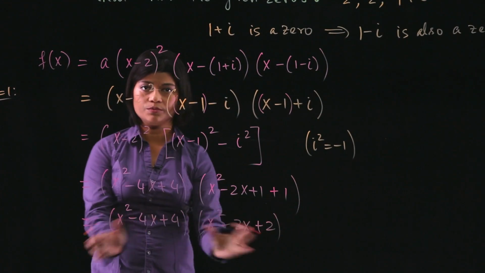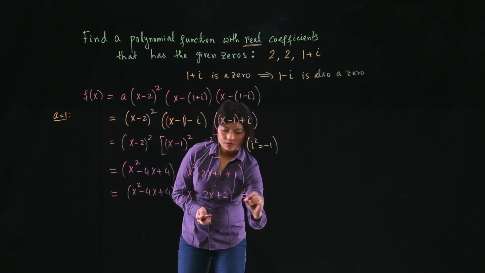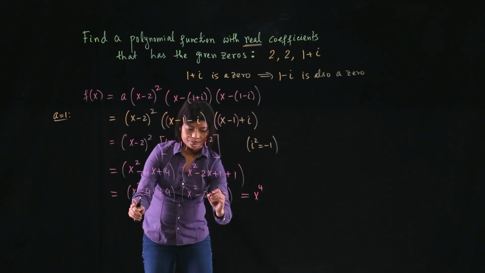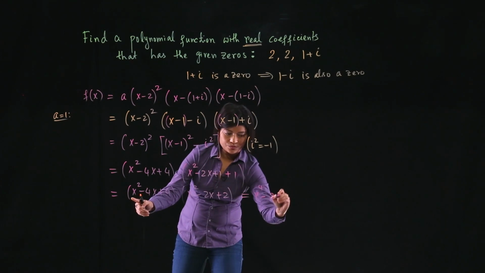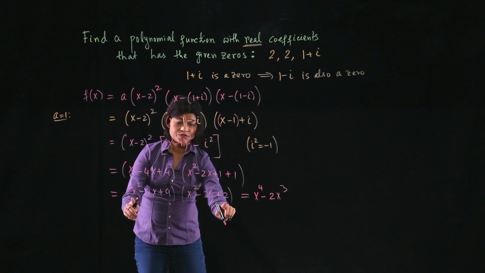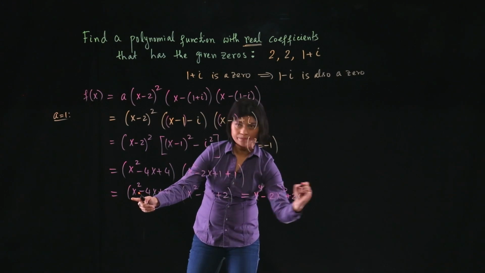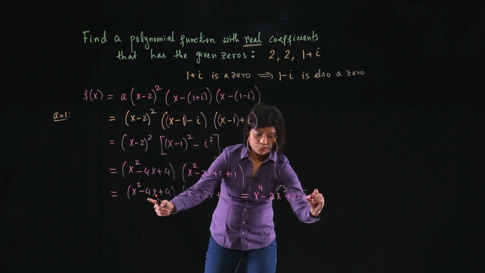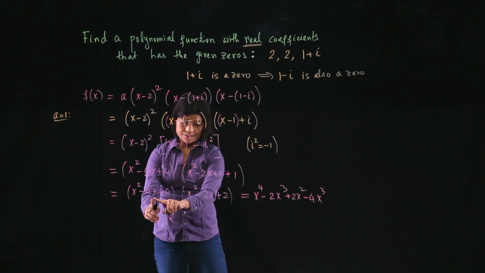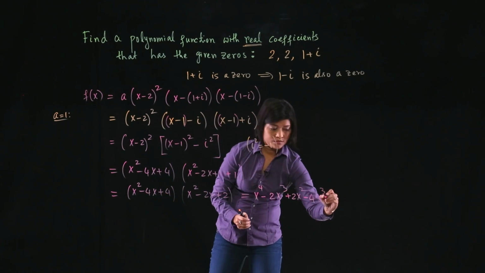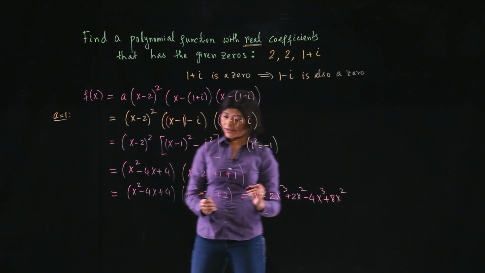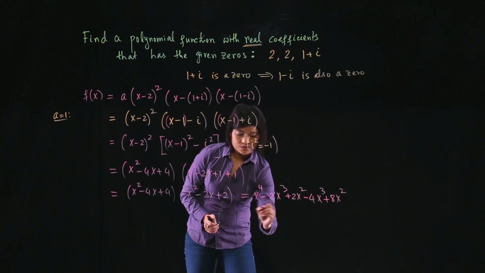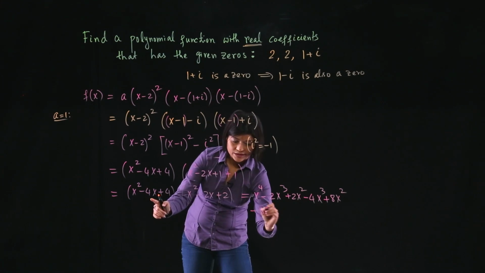And now we will FOIL and we will find our polynomial function. Okay, so let's see. x squared times x squared, we have x to the 4. Then x squared times negative 2x, so negative 2x cubed. x squared times positive 2, so plus 2x squared. Then use negative 4x the same way. Negative 4x times x squared, negative 4x cubed. Negative 4x times negative 2x, so plus 8x squared. Negative 4x times 2, so that is negative 8x.